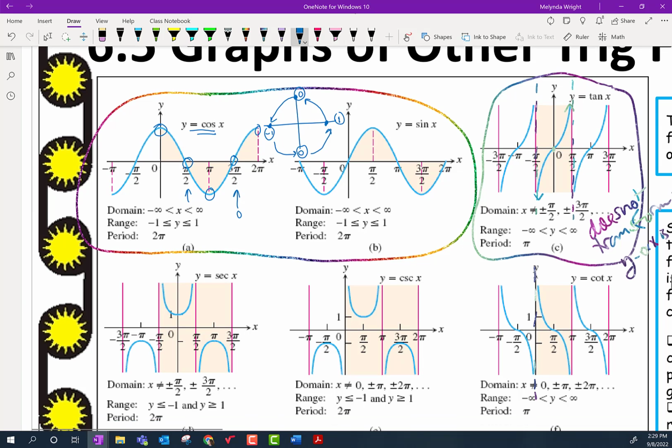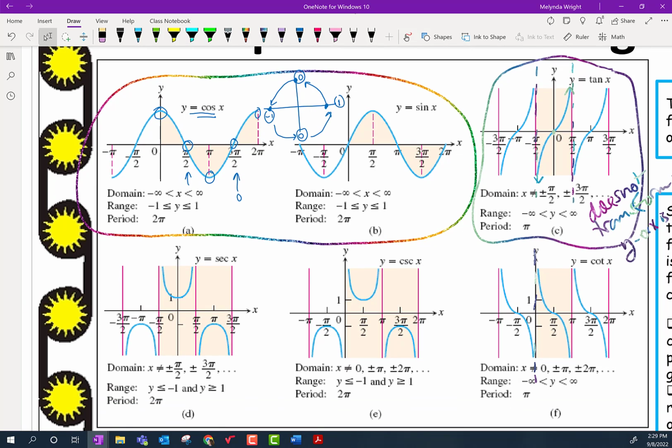So notice what happens down here to secant. See at pi over 2, because cosine is 0, secant has an asymptote there. It doesn't exist. That's what causes all of those asymptotes on secant, is when cosine is 0. You see here at 3 pi over 2, cosine is 0. Well, secant is undefined, so it has an asymptote there.